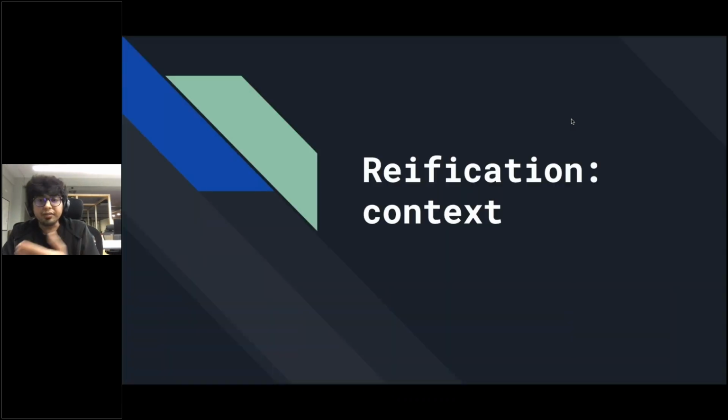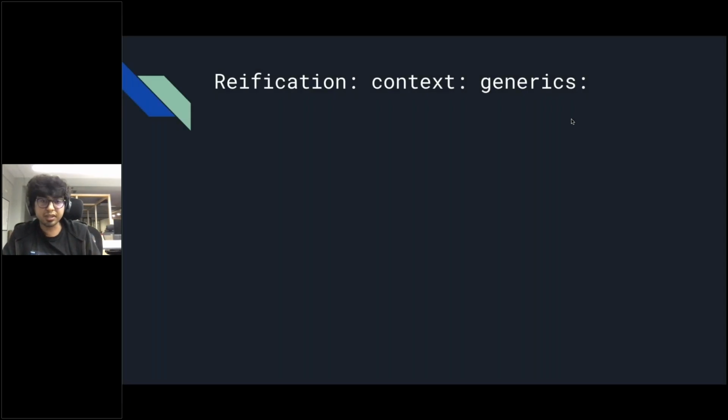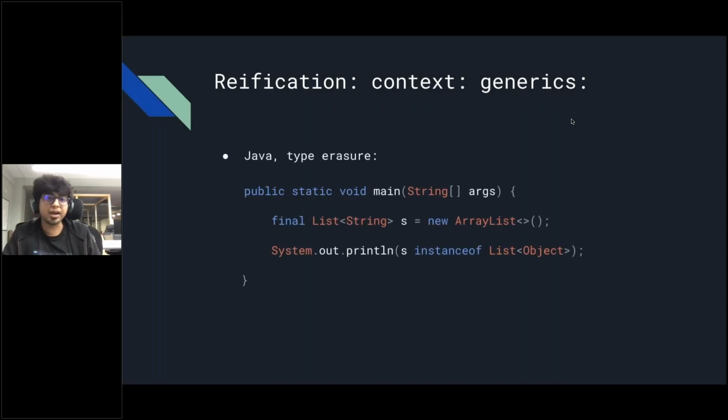Before we move ahead with reification, let's get some context on generics in Java. This is Java code, and Java has one problem. It's not a problem, it's actually a design decision as well. There have been arguments about it: the type erasure problem in Java, where the runtime does not actually know the types of the generics when it's running. So consider this particular example. You have a list of string, which is a new array list. And on that, you do an instance of list of object.